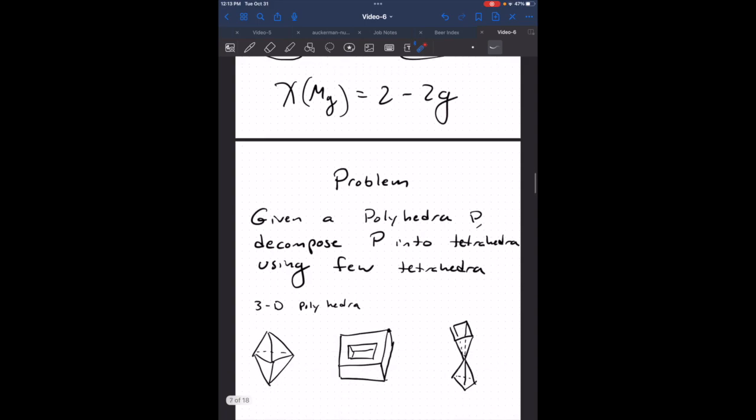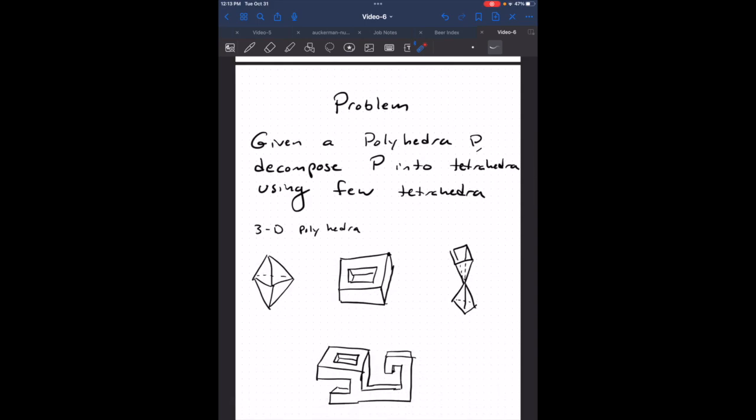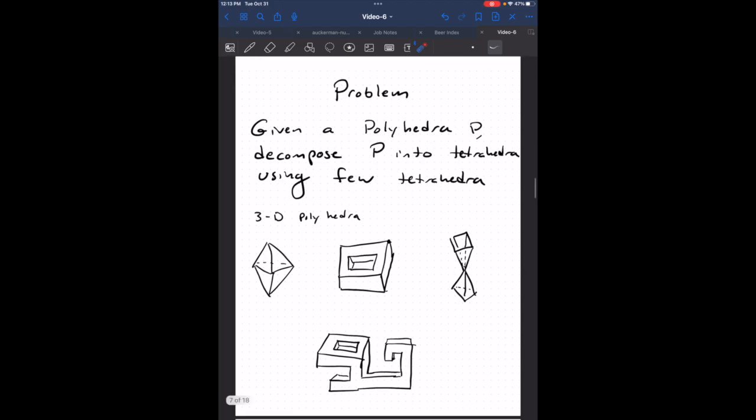All right, so on to polyhedra. So here's our problem. We're given a polyhedra P, and we want to decompose it into tetrahedra using few tetrahedra. So here are some examples of polyhedra. Well, this first, let's say this is forbidden. We cannot have these two kiss at a vertex. So we'll say this can't happen. So at every vertex, we want to be able to iterate in a cycle around it. So if we have a surface, that's true.